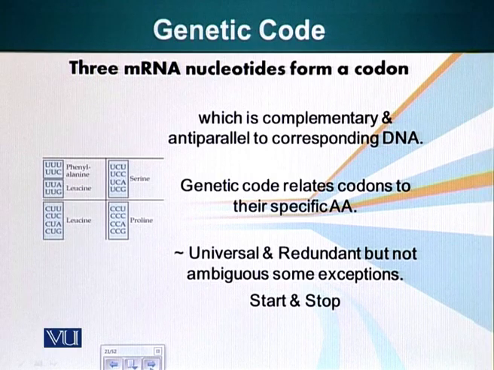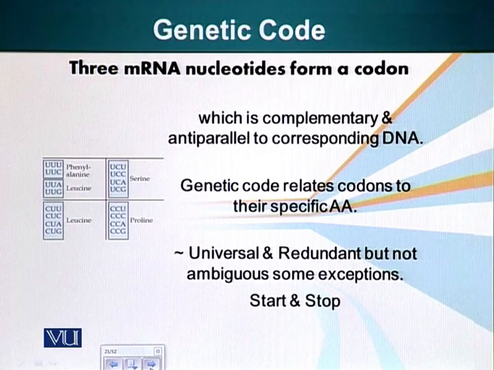So what do I mean by that? Universal means that pretty much all organisms use the same genetic code. There are a few minor exceptions, but pretty much the genetic code is universal. So if we take a messenger RNA from a human and put it in a bacteria, bacteria will make the same protein a human cell would, because the genetic code is almost universal.